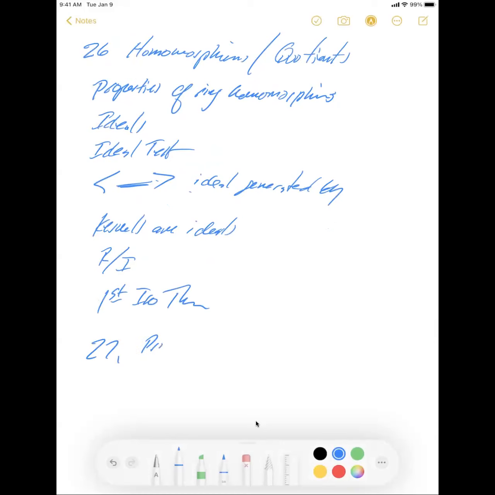27 now, prime and maximal ideals. I have a quick question. What does it say under ideal test? So you mean this stuff here? I can't read the words after that. Oh, ideal generated by. Okay, thank you.